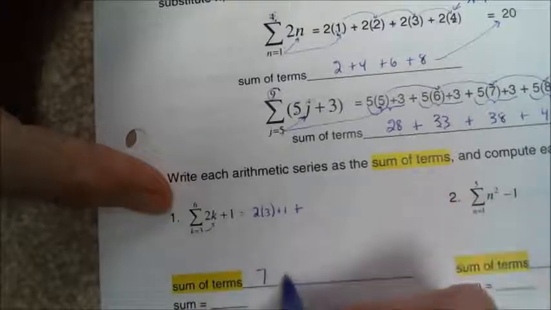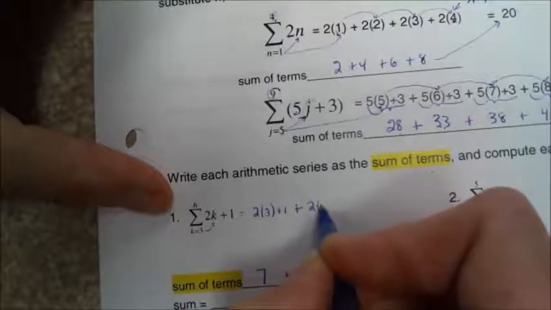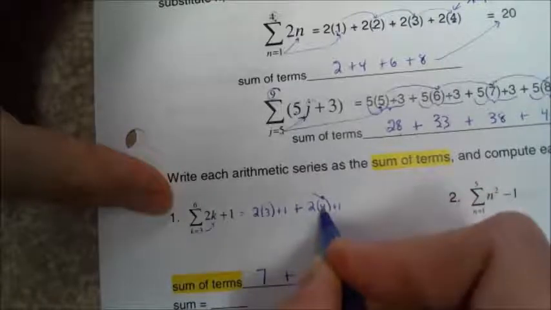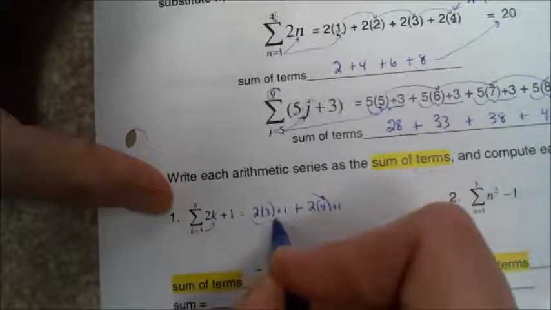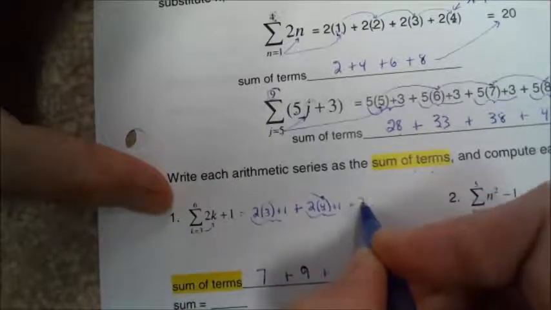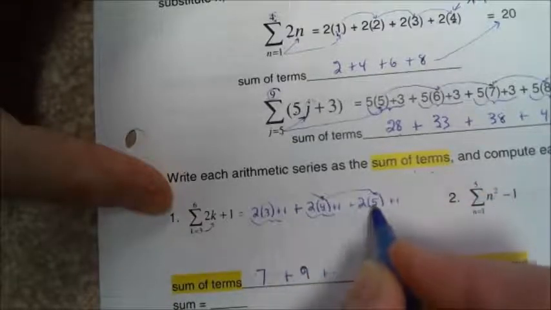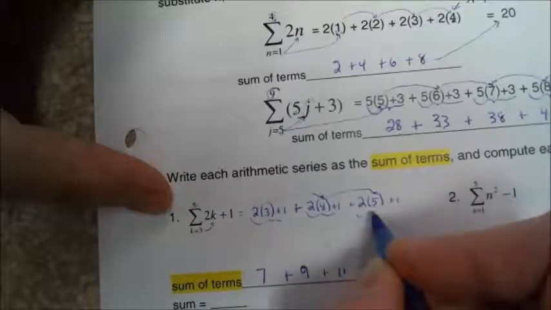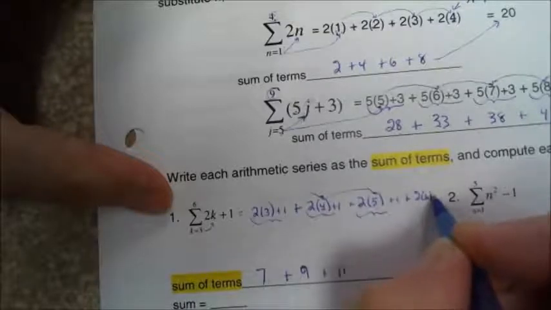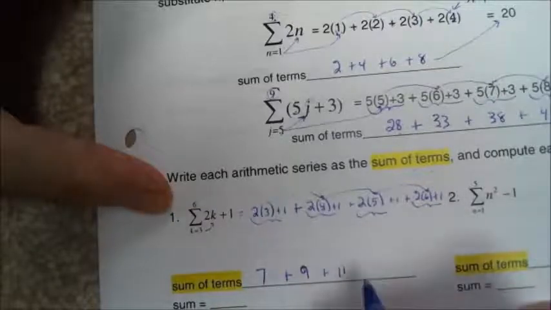Now you're going to add to that. K gets bumped up by 1. So it's 2 times 4 plus 1. K goes from 3 to 4. Well, 2 times 4 is 8 plus 1 is 9. So first term, second term. Add to that, now K gets bumped up by 1. 2 times 5 plus 1. K goes from 4 to 5. 2 times 5 is 10 and 1 is 11. Then you're going to add to that 2 times 6 plus 1 because K gets bumped up from 5 to 6. 2 times 6 is 12 and 1 is 13.